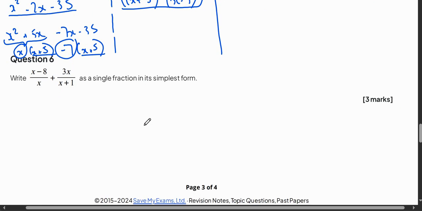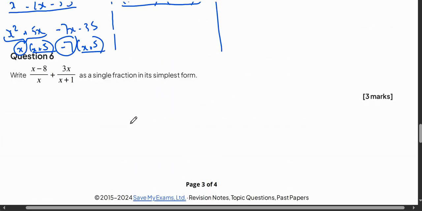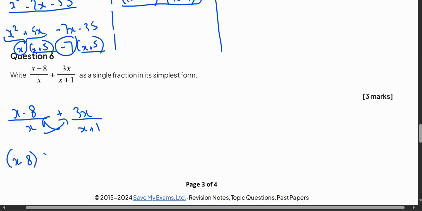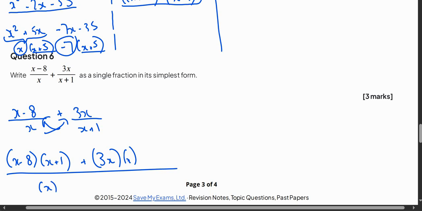Similarly, we have the last question now, and I am going to solve it for you. X minus 8 upon x plus 3x upon x plus 1. Again, cross multiply guys. This becomes x minus 8 multiplied by x plus 1 plus 3x multiplied by x upon x bracket x plus 1.